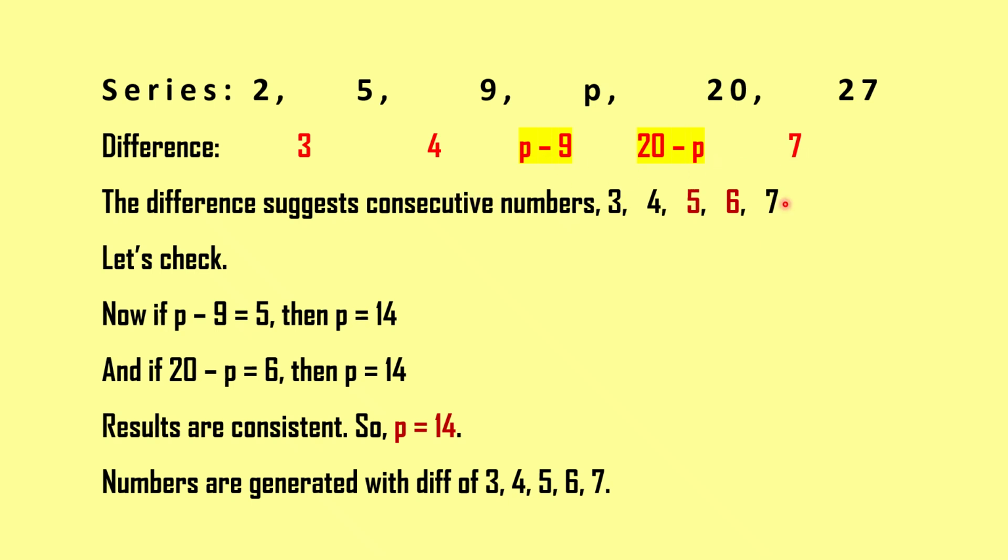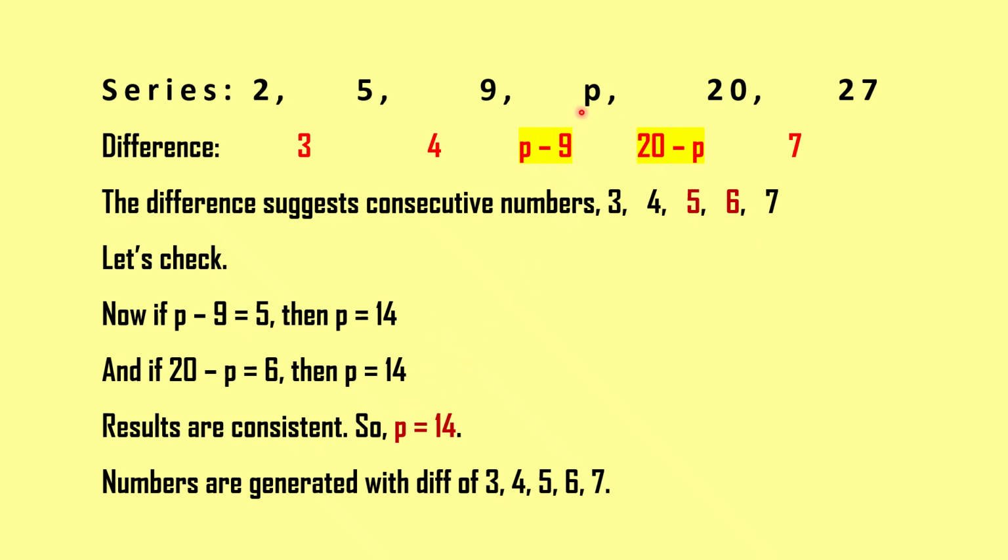If 3, 4, 5, 6, 7 is the difference, then P minus 9 should be 5 and 20 minus P should be 6. So let us check. P minus 9 is 5, then P equal to 14. And if 20 minus P equal to 6, then P equal to 14. So in both the cases, we are getting the same answer. That means the results are consistent. So we can confirm now that P is 14.